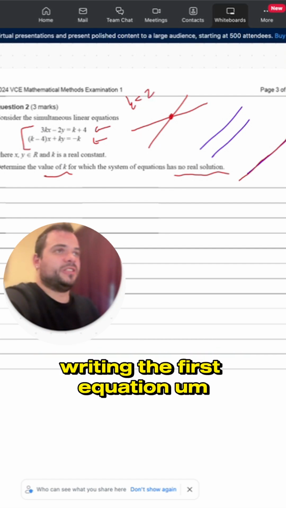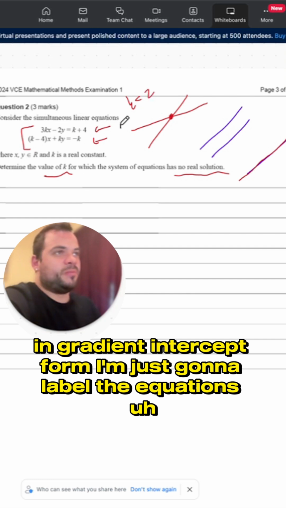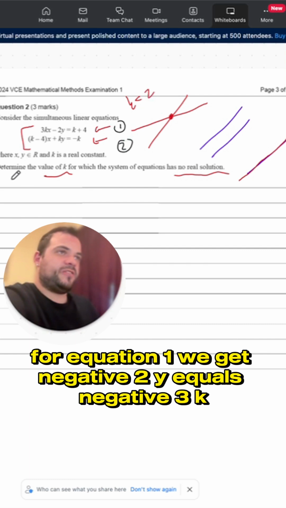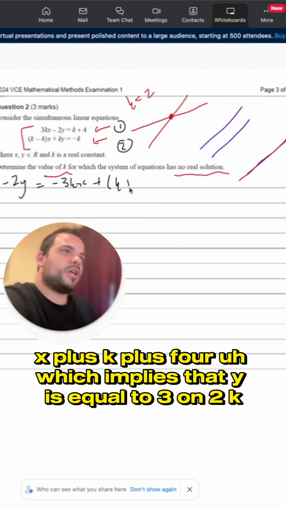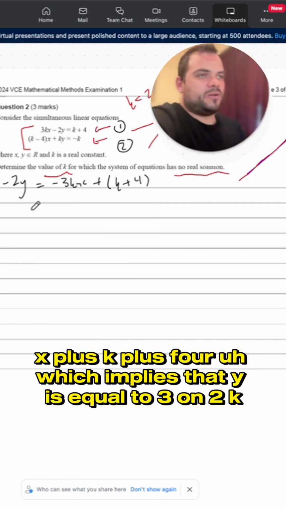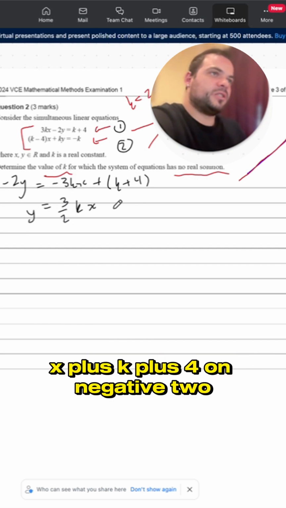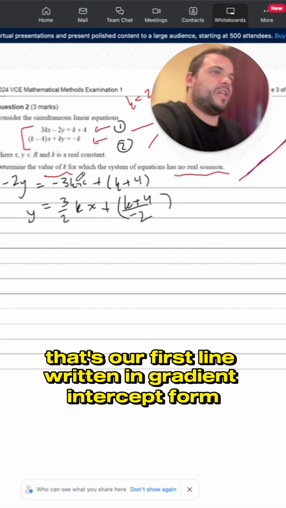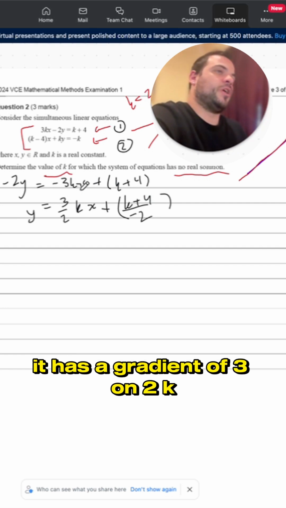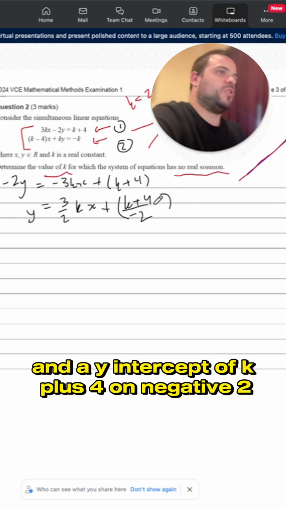Writing the first equation in gradient-intercept form, I'm just going to label the equations. For equation 1, we get negative 2y equals negative 3kx plus k plus 4, which implies that y is equal to 3 on 2 kx plus (k plus 4) on negative 2. That's our first line written in gradient-intercept form. It has a gradient of 3 on 2k and a y-intercept of (k plus 4) on negative 2.